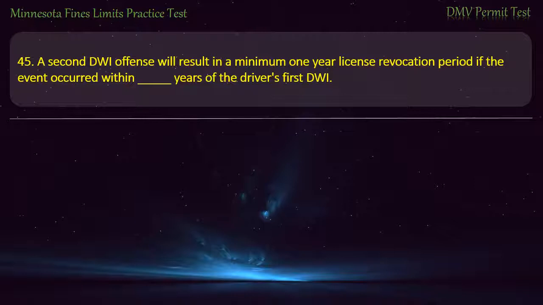Question 45. A second DWI offense will result in a minimum 1-year license revocation period if the event occurred within years of the driver's first DWI. 7, 5, 10, 3. Answer: 10.